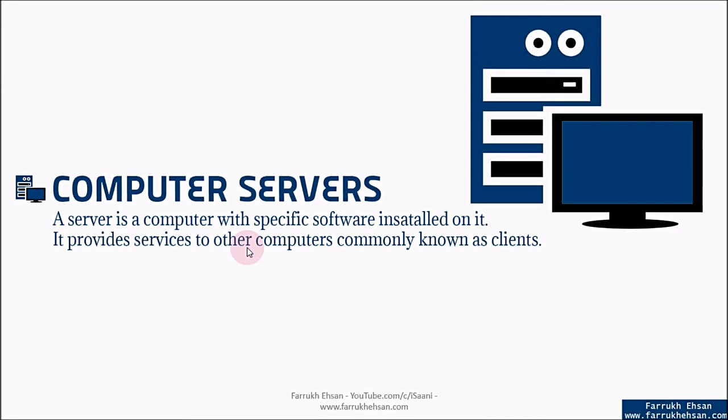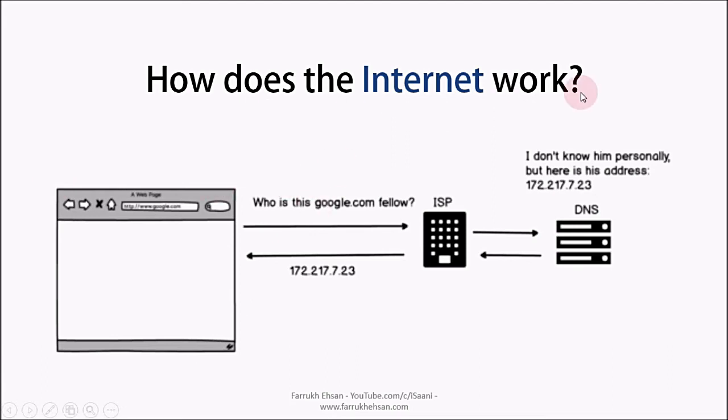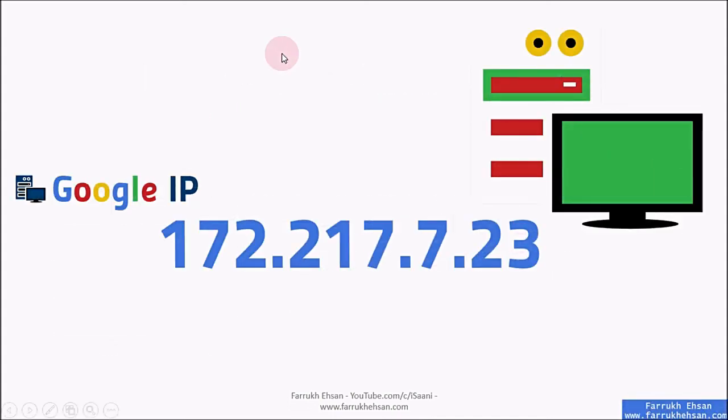In order to get your computer connected with the whole world, you must have a server on which you can install your website. Otherwise, you won't be able to share information with other computers. A computer server has to be open online all the time. Clients are the computers that are used to access data and files from the server. So instead of completing this whole process, if you have the IP address of a particular server or website, then you can simply put that IP address into your browser and your browser will open the website hosted on that particular server.